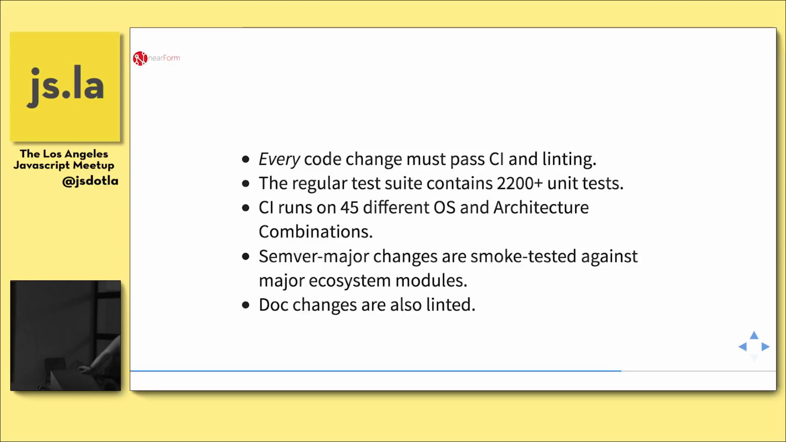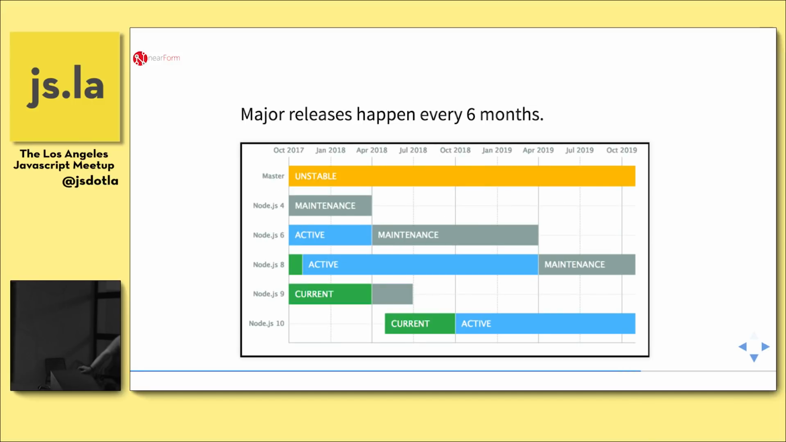All right? Major releases happen every 6 months. This is another part of what I do. So we release in April and we release in October. And the reason we did this was back when io.js was happening, they were releasing just whenever. Right? Oh, major change, psh, major release.